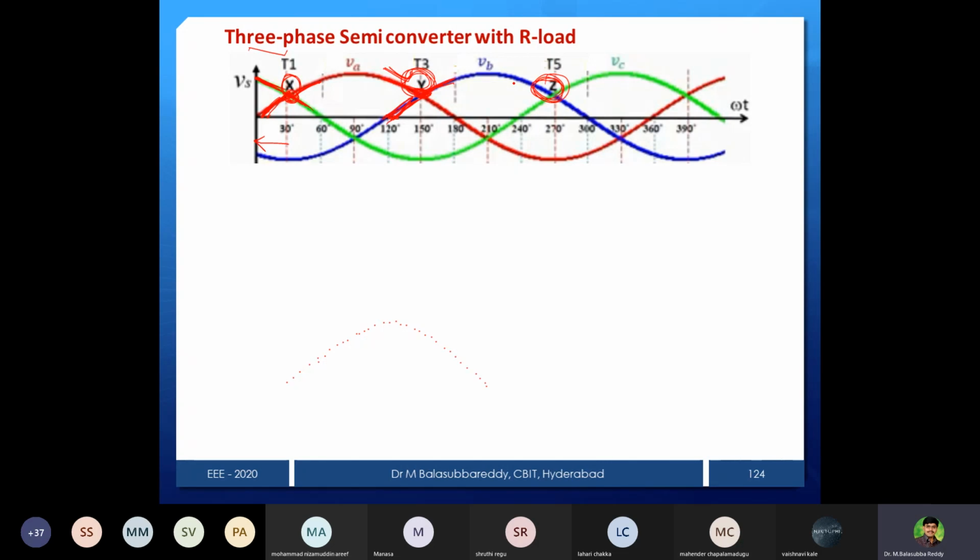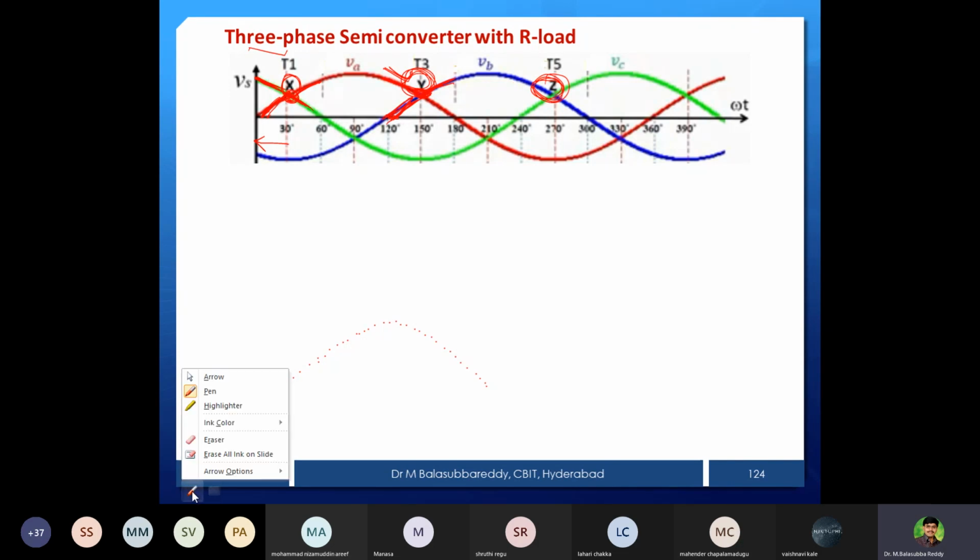Suppose the lower group devices are also thyristors; we need to identify the lower group crossovers also, for whenever a phase is more negative. Lower group devices will be forward biased whenever the particular phase voltage is more negative. Upper group devices will be forward biased when the phase voltage is more positive. That's all, very common logic. Now we identify the crossovers.